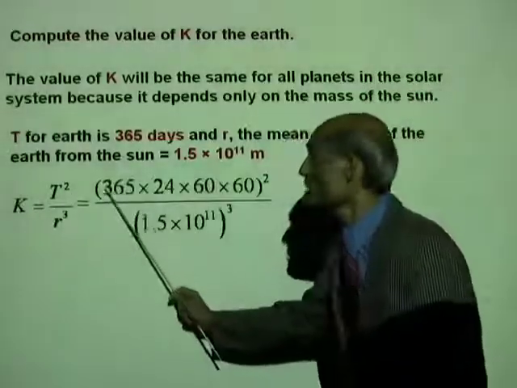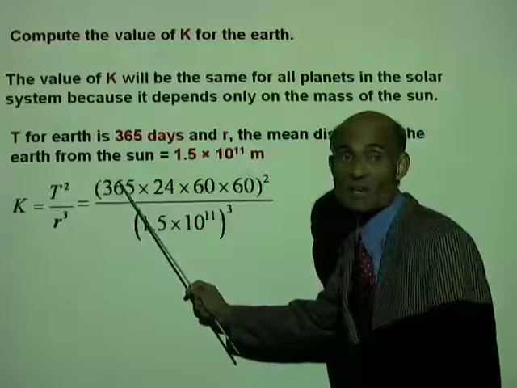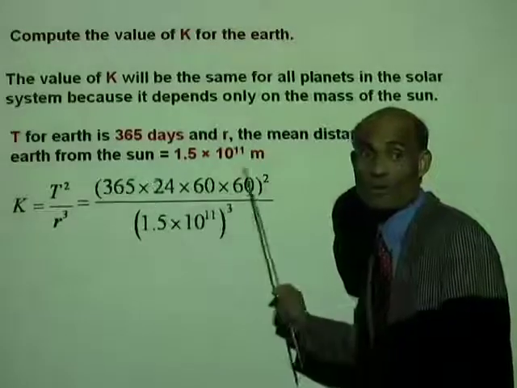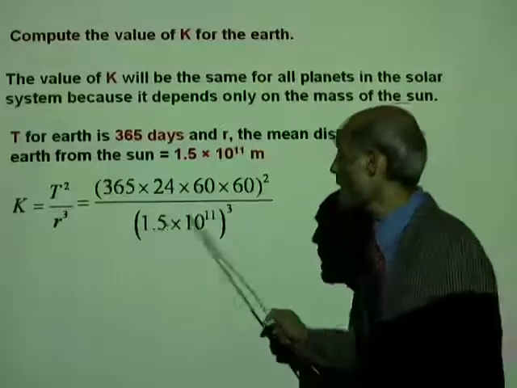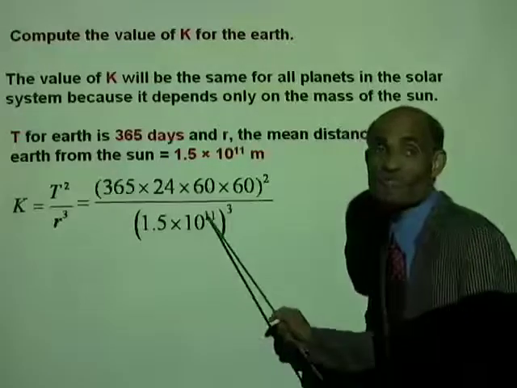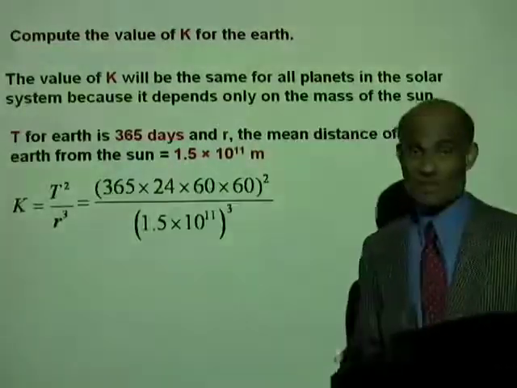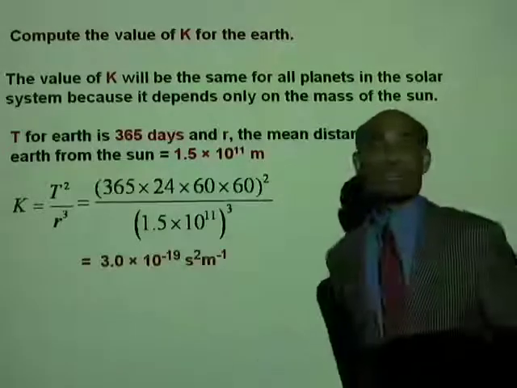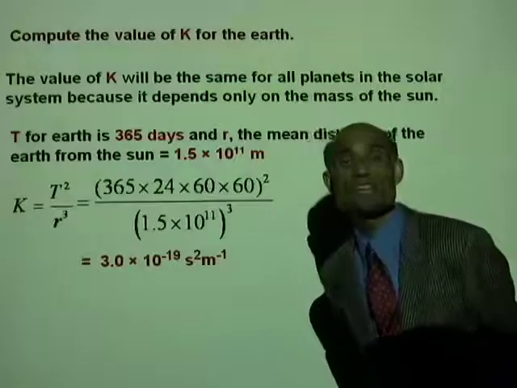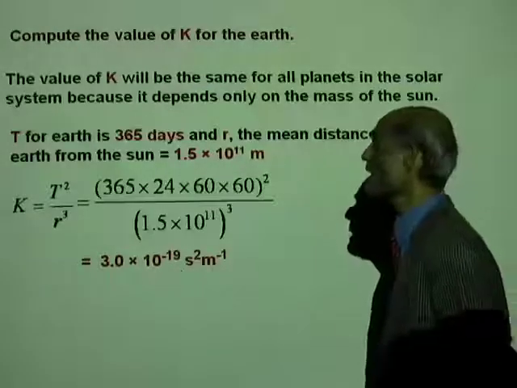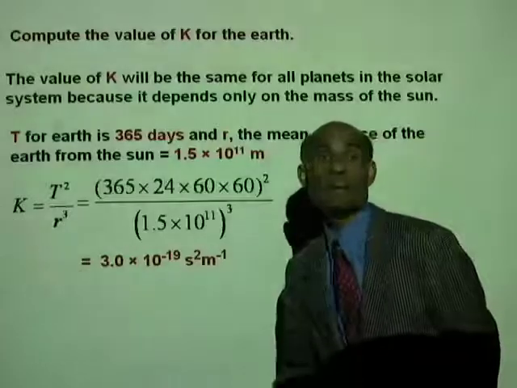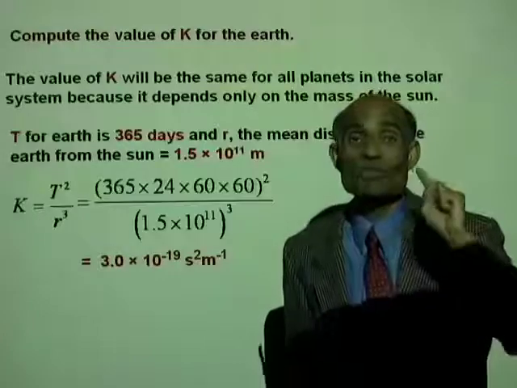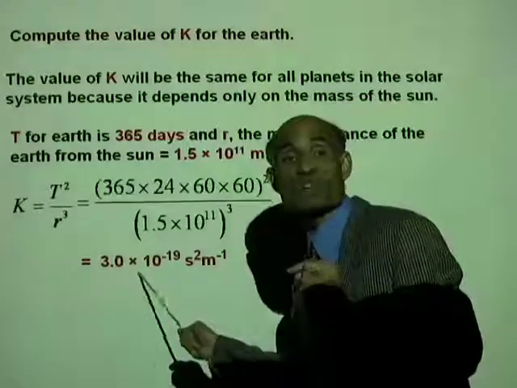This is the period, 365 days converted to hours and seconds, and then squared, divided by R cubed. R is 1.5 times 10 to the 11. Calculate that on your calculator and see whether you get 3 times 10 to the negative 19 seconds squared per meter cubed, and that is the value of K for the Earth.